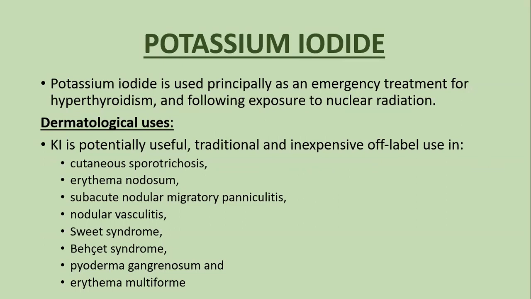Potassium iodide. Potassium iodide is used principally as an emergency treatment for hyperthyroidism following exposure to nuclear radiation. The dermatological uses of potassium iodide: it is an inexpensive drug and used in treatment of cutaneous sporotrichosis, erythema nodosum, subacute nodular migratory panniculitis, nodular vasculitis, Sweet syndrome and Behçet syndrome, pyoderma gangrenosum and erythema multiforme.